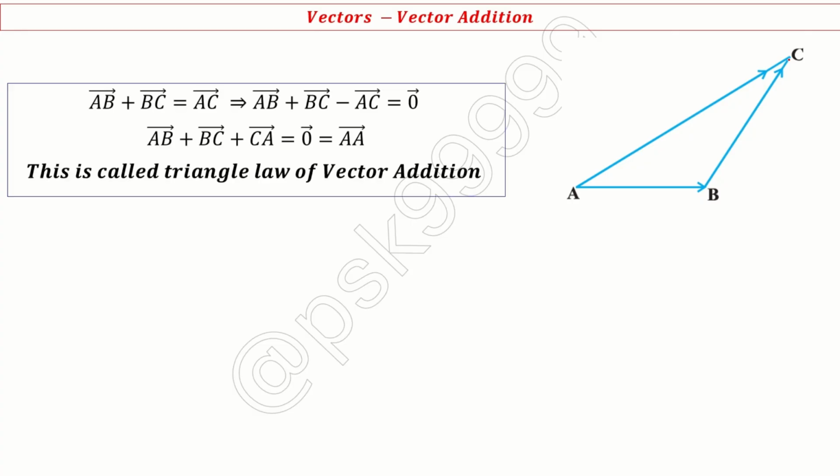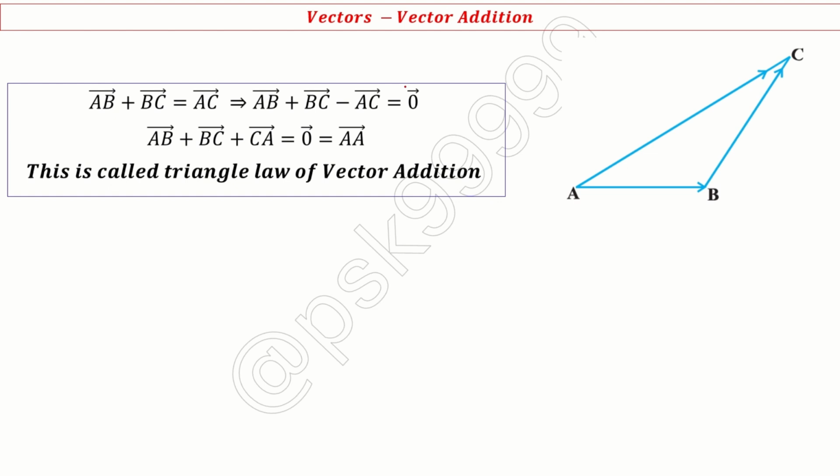Now let's learn about vector addition. Now we know the basics of vectors. Vector addition is stated as follows: suppose you have a vector AB, where A is the initial point and B is the terminal point, plus BC, where B is the starting point, the terminal point of the first vector, and it ends at C, the terminal point. Then AB plus BC is equal to AC, the initial point of the first vector and the terminal point of the second vector. So this is the vector addition.